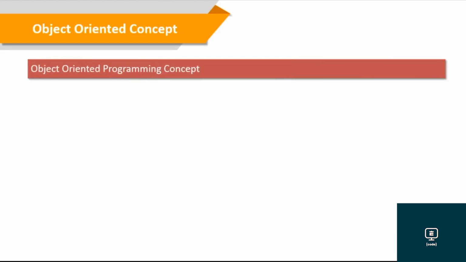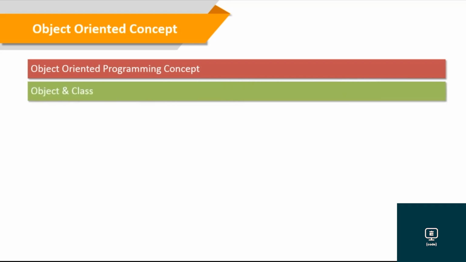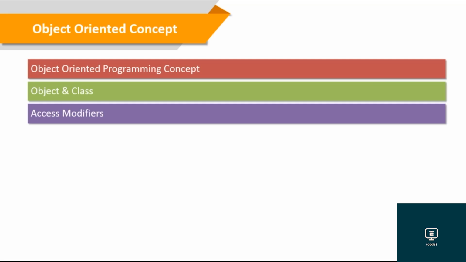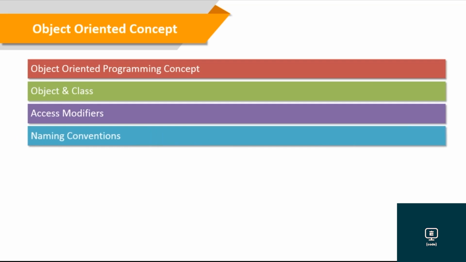All right, so in this section, we will learn the object-oriented concept. First, we'll learn what is object-oriented programming concept. And then we'll learn the object and class. Then we'll learn the access modifiers. Then we'll learn some naming conventions.